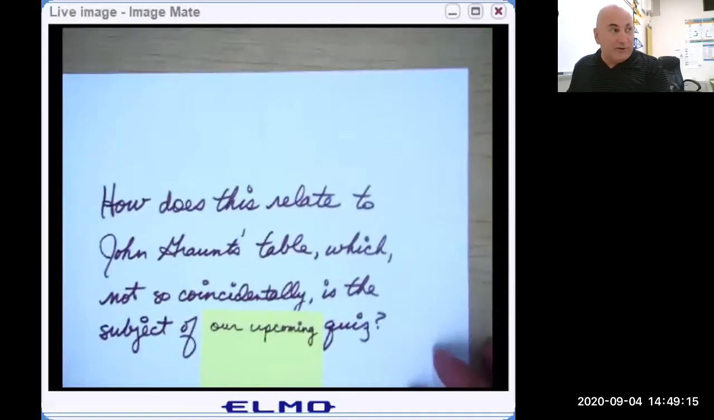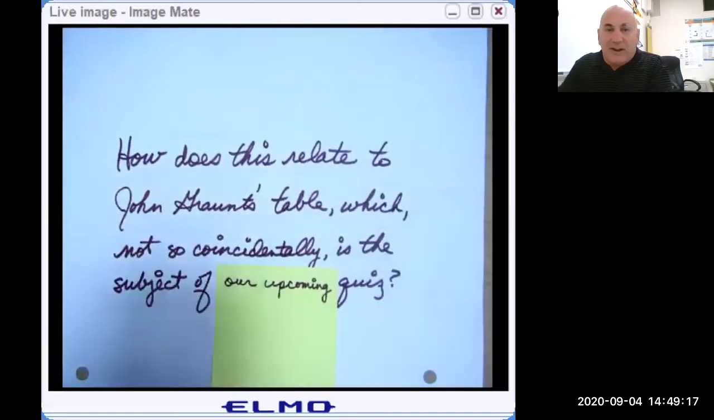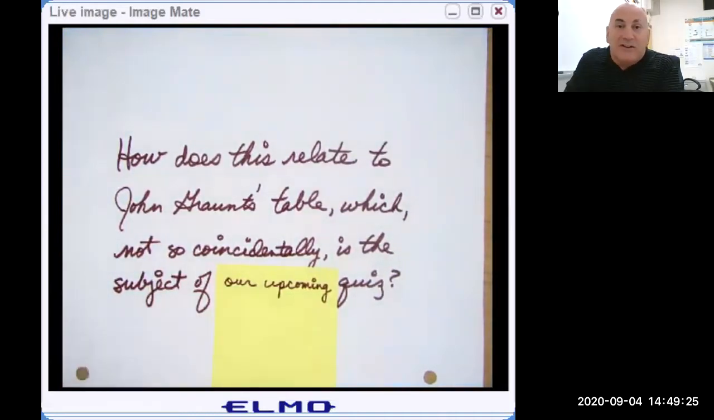Now, this should interest you. How does that relate to John Grant's table that was on, I think, page 2 of the handout, which not so coincidentally is the subject of our upcoming quiz? If you can't answer that question, please be sure to raise your hand in class, and let's get that clarified.